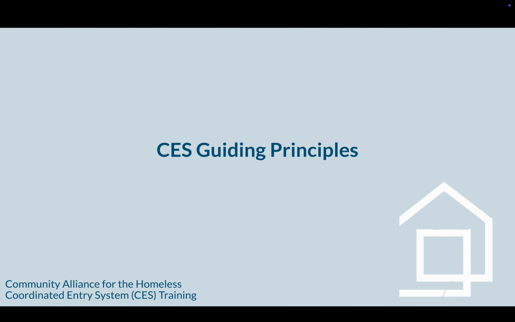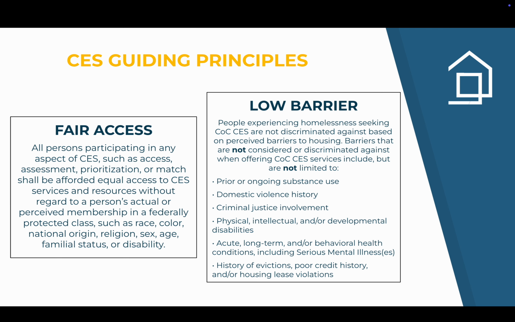Let's now discuss the coordinated entry guiding principles that we follow per HUD. The CES principles produced by HUD are: first, fair access. This means all persons participating in any aspect of coordinated entry, such as access, assessment, prioritization, or match, shall be afforded equal access to CES services and resources, without regard to a person's actual or perceived membership in a federally protected class such as race, color, national origin, religion, sex, age, familial status, or disability.